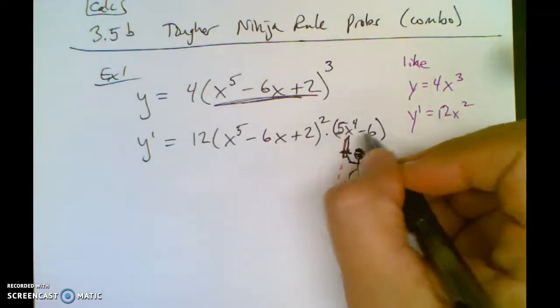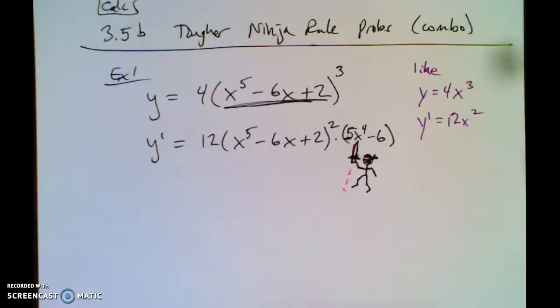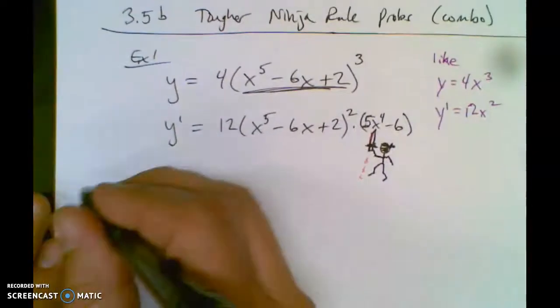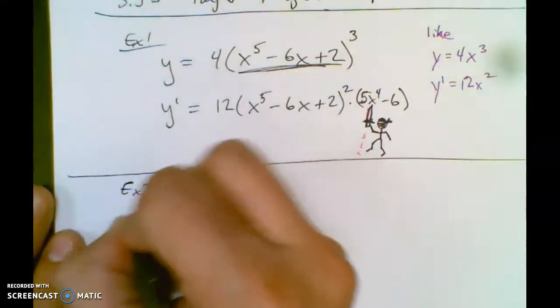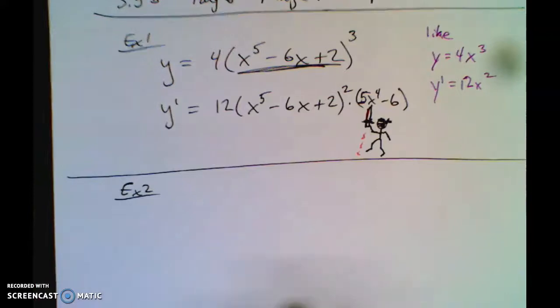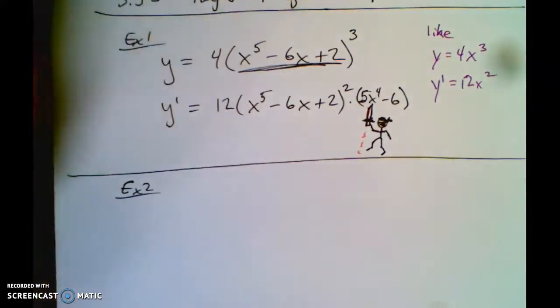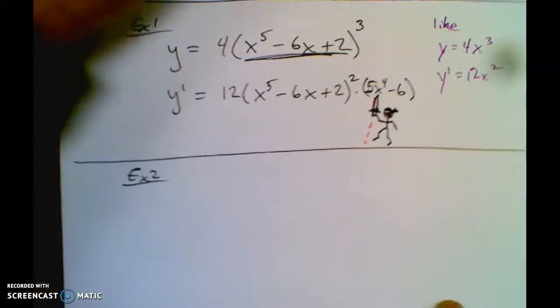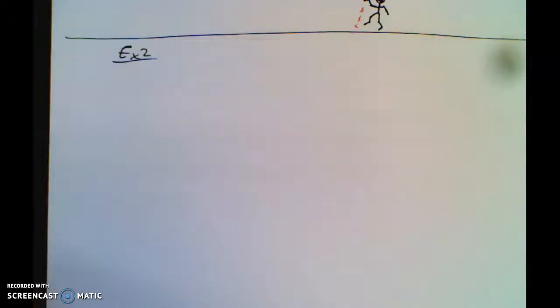And I couldn't imagine doing this thing the long way. It wouldn't be so terrible, but I still don't want to foil that out, and shoot, imagine doing that the really long way, like limit definition derivative. Okay, so now let's take it up a notch. That was just a normal ninja rule. So let's take it up a notch and do a ninja inside of a ninja.